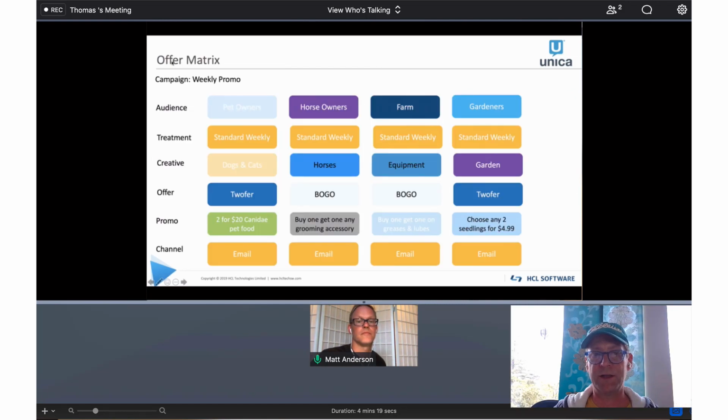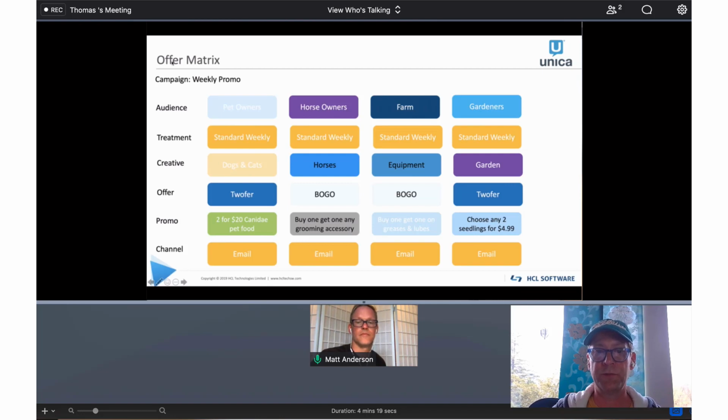What that looks like in an offer matrix is, again, you're delivering against different audiences. In this example, we have pet owners versus horse owners versus farms versus gardeners. The treatment they use is a standard weekly, and in this case, it happens to be an email, not banners. But you could equally do this in your ad buying. You're going to vary the creative, like we saw with Mercedes. In this case, it's different imagery around either animals or equipment. You're picking your offer, and you're going to associate that with them.